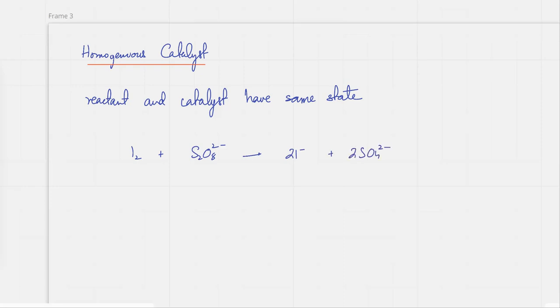Let me just think whether I've written the right reaction or not. S2O8 2 minus is gaining 2 electrons, and I2 is also gaining electrons, so it must be the other way around. Yes, it's wrong, this has to be over here. So you have to remember this reaction: 2I minus turning into I2, so 2I minus is losing electrons, getting oxidized. S2O8 2 minus is gaining electrons. This reaction has a very high activation energy, and Fe2 plus or Fe3 plus ions are used as catalyst.